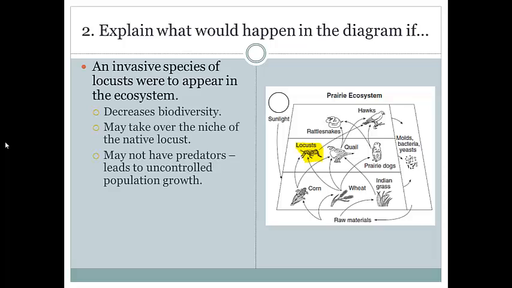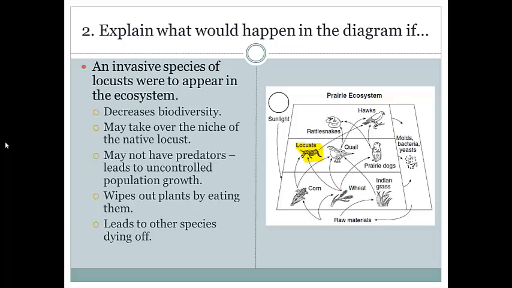And again, if that bottom level gets smaller, the levels on top in the pyramid must also get smaller. So it might wipe out plants by eating them, and this could lead to other species dying off because they don't have access to those producers any longer. So this would decrease biodiversity. We would have fewer species than what we started with, and we would see that those producers would just get wiped out by this uncontrolled locust population that would be an invasive species.